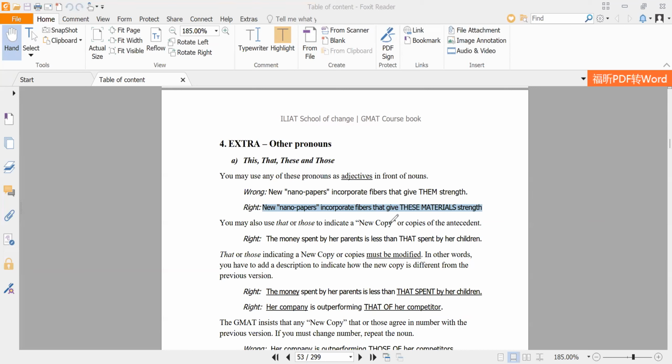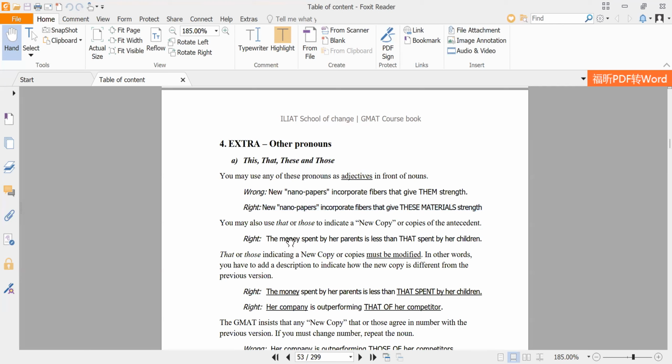But say if we remove the noun materials to have just, new nanopapers incorporate fibers that give these strength, then the problem becomes, what does these refer to? Once again, if we have to guess what these refers to, probably fibers, then that's not good enough for GMAT sentence correction. It has to be clear right away. Okay, and so that's the first rule for using this, that, these, and those. They have to be followed by nouns, or if not nouns, they have to be followed by modifiers.